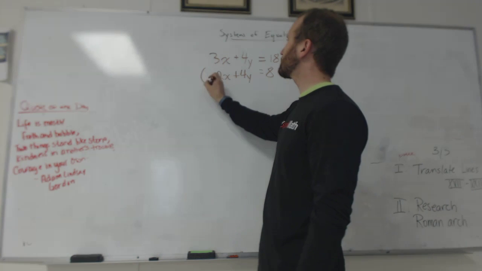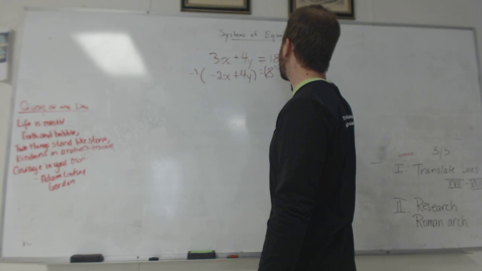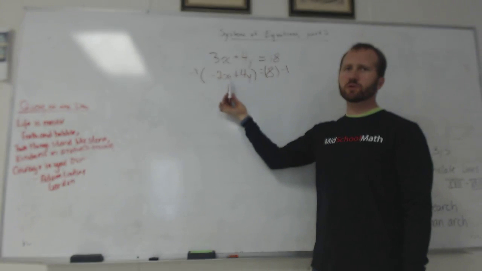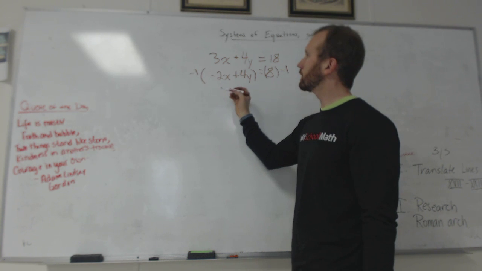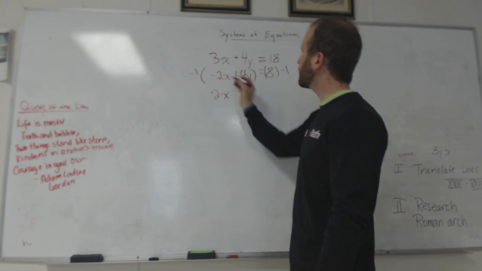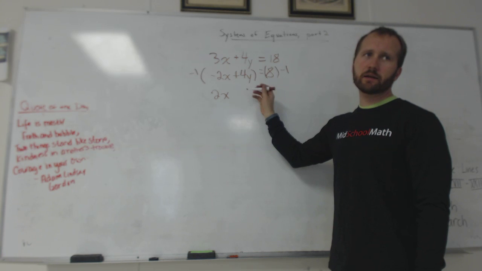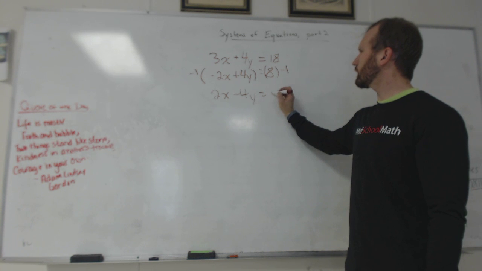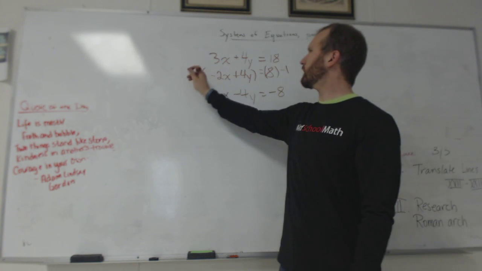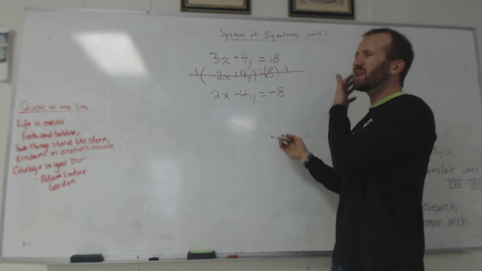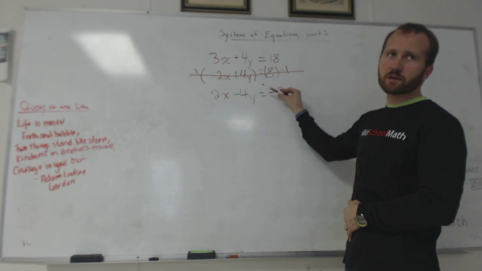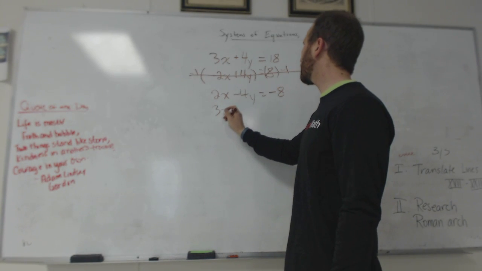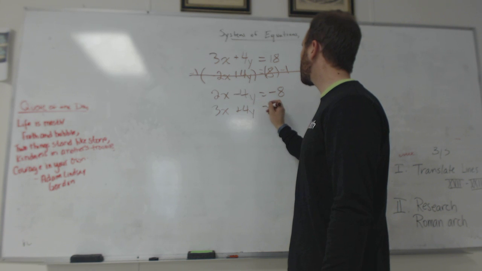If I multiply this times -1 on both sides, what do I end up with? -1 times -2x is positive 2x. -1 times positive 4y is negative 4y. And 8 times -1 is negative 8. So I'm going to cross this out. And now, because I don't have the equations right next to each other, I'm just going to rewrite this equation down here. I'm not changing anything, I'm just simply writing it next to this other equation.